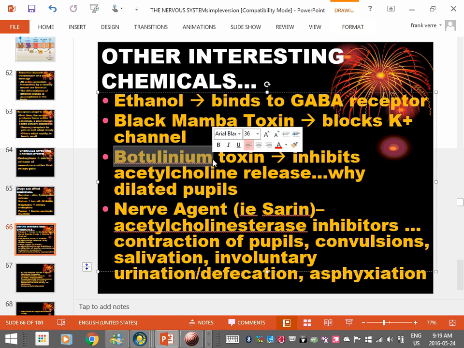Botox. You've heard of Botox, right? Okay. So it comes from a bacteria, botulinum. Now, the toxin inhibits the release of acetylcholine. Okay? So it prevents the release of acetylcholine. Why would a patient then who has this toxin experience dilated pupils? Why would they have dilated pupils? What's not being released?